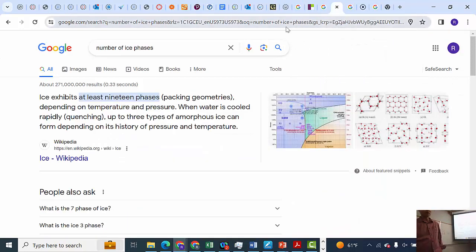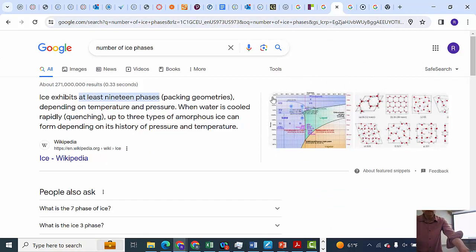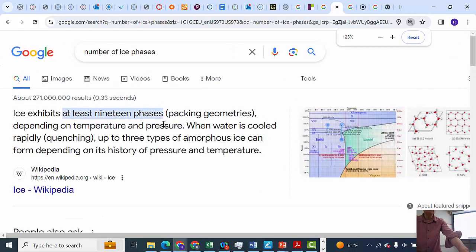Do you know how many different ice crystals there are? We call these phases. Phases are different phases of ice. And think about it. At the bottom of a glacier, you have tons and tons of ice on top of it, crushing it down. And when it crushes it down, it can tweak and distort the structure. And so ice exhibits at least 19 phases. 19 phases depends on how the water molecules pack together in the ice lattice.